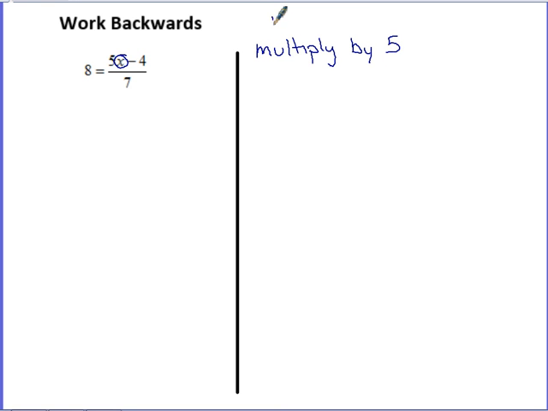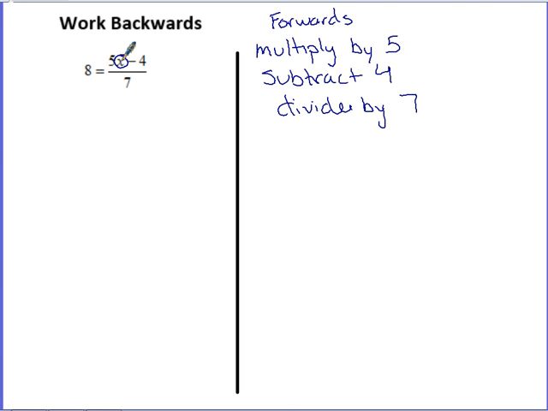So this is going forwards. I would multiply by 5, then I would subtract 4, and then the last thing that I would do is divide by 7. Again, that's if I were going forward. So if I plug some number in for x, I would multiply that number by 5, then I would subtract 4, then I would divide by 7.